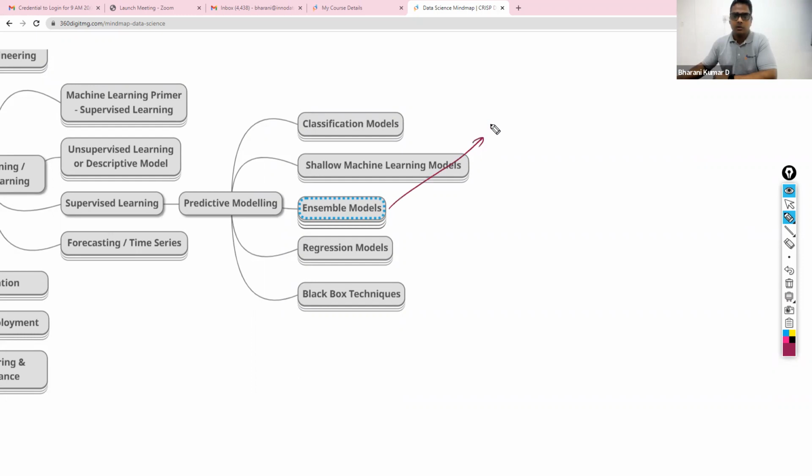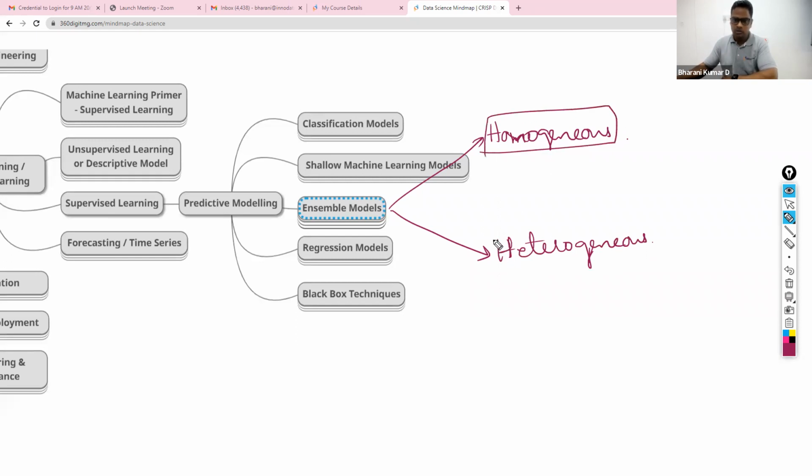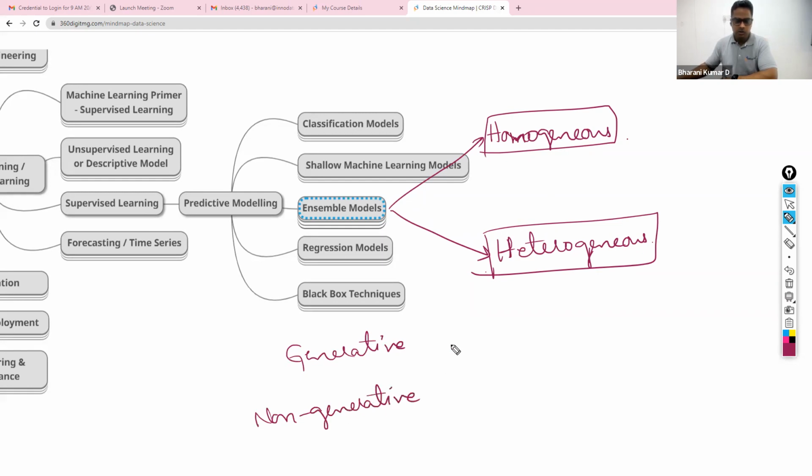Next, we have homogeneous and heterogeneous ensemble techniques. Homogeneous means we use the same base learner. Base learner means same algorithm. And we also have heterogeneous. Heterogeneous means you use different sets of algorithms. And we also have generative versus non-generative. Generative means the results of one algorithm would move on to the next algorithm. Boosting, bagging, random forest.